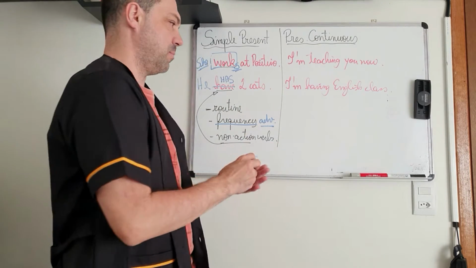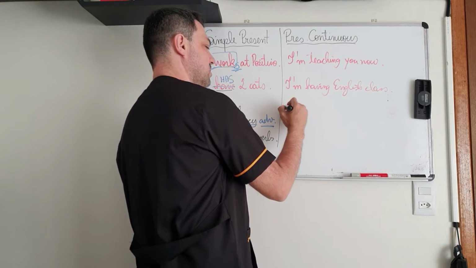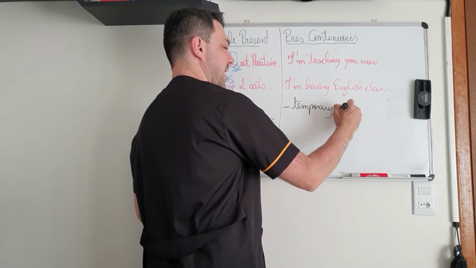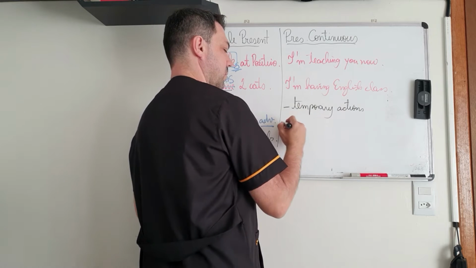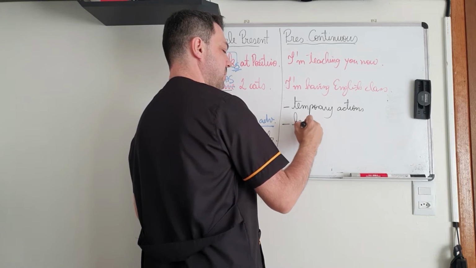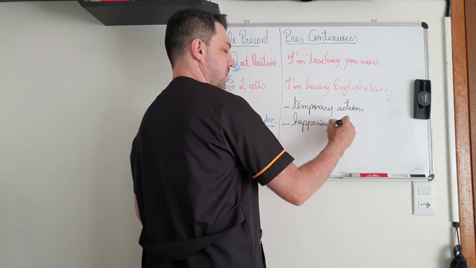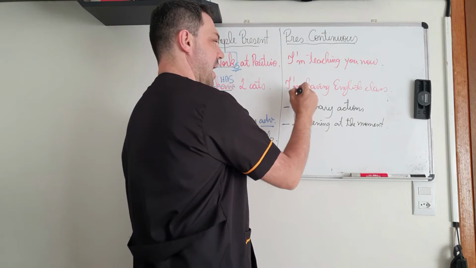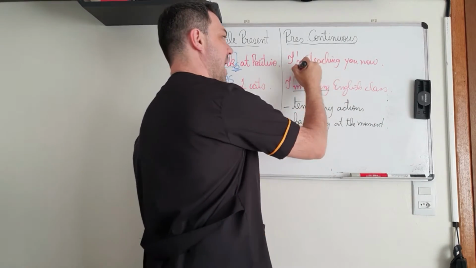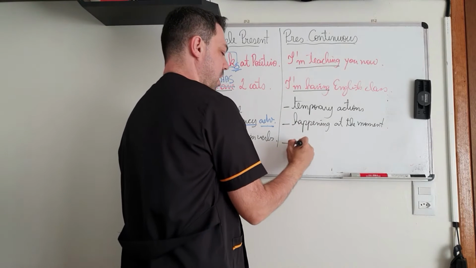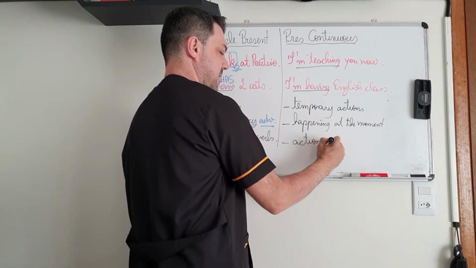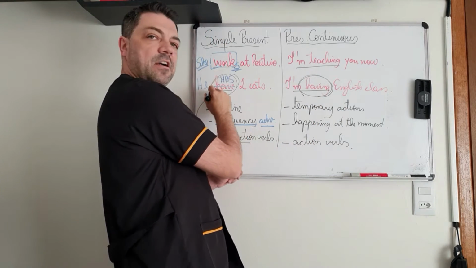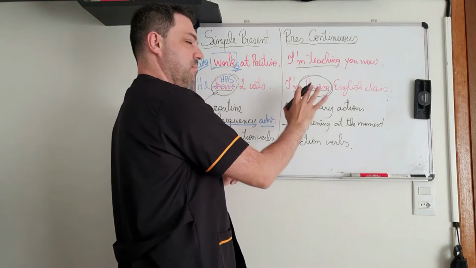Comparing simple present or present continuous, when do you use present continuous? When you talk about temporary actions or happening at the moment of speaking. I'm having English class now. I'm teaching you now. Of course, you need to have action verbs. Here, the verb have is action. Here, the verb have is no action. So that's the main difference.